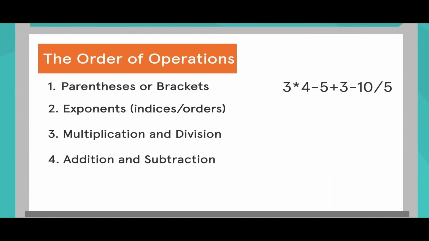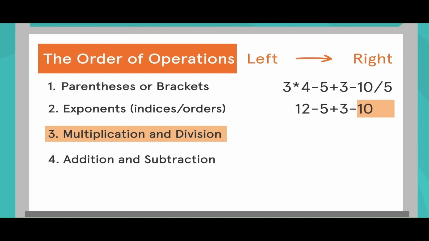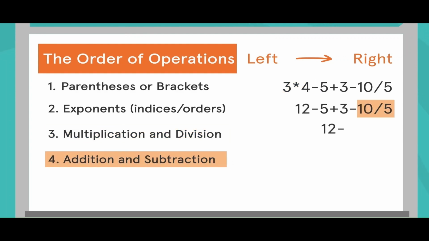What if you encounter several operators at the same level? In this example, we have multiplication, division, addition, and subtraction. When the operators are on the same level, we work from left to right. Begin with 3 times 4, then 10 divided by 5. Next go 12 minus 5, then 7 plus 3, and finally 10 minus 2.